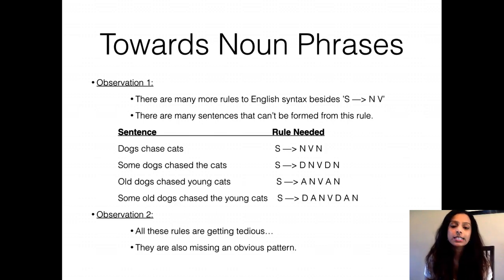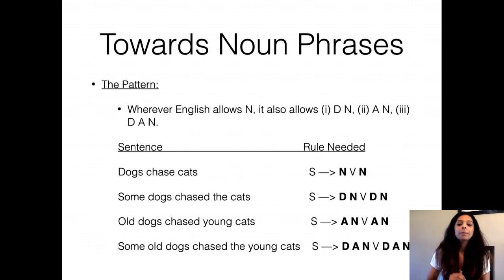And therefore you can see that we need more than just the rule that a sentence can be formed with a noun and a verb to create all these different sentences. But now what we can see is that these rules that we have put on the right-hand side of the table are getting very lengthy and very tedious for us to remember. And we are also missing a pattern. So that's the pattern that we are going to try to capture.